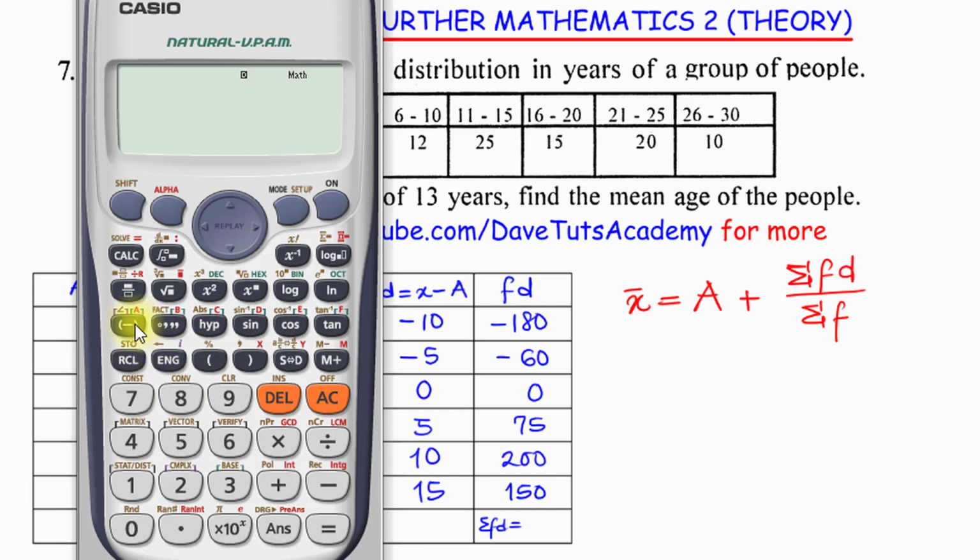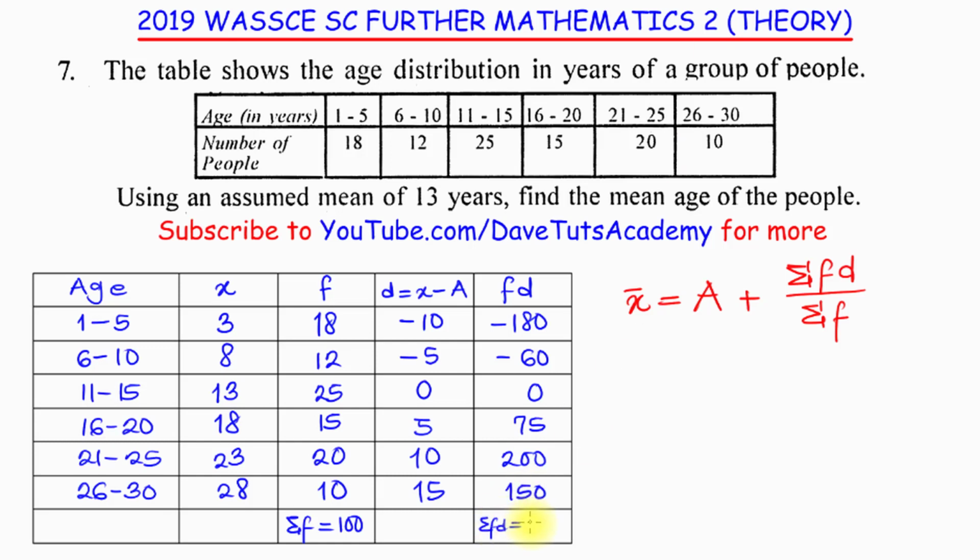Let's just make use of our calculator. We say we have minus 180 minus 60 plus 0 plus 75 plus 200 plus 150. What's that? That is 185.